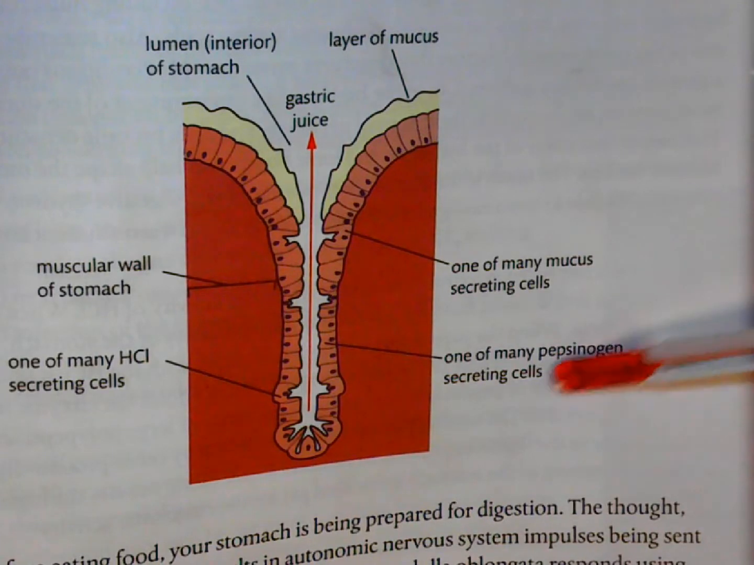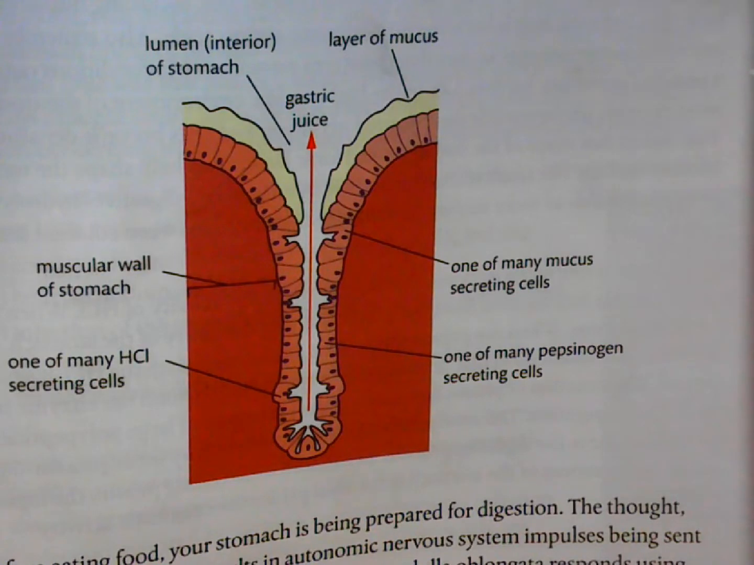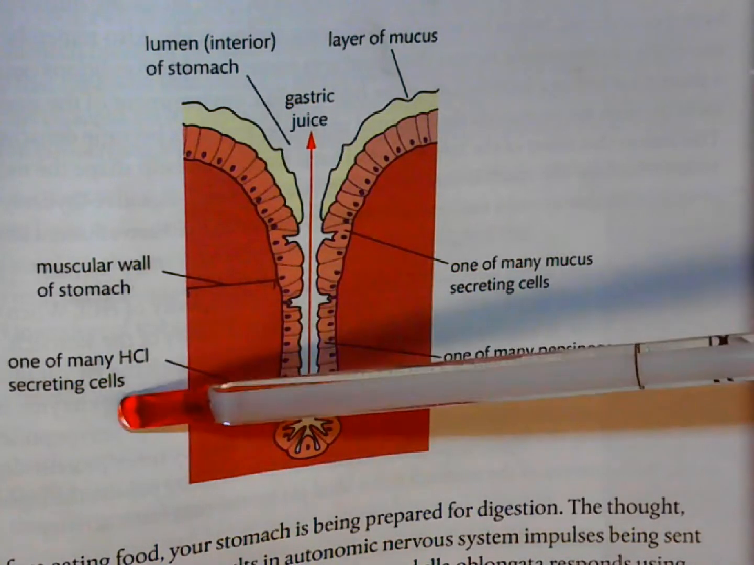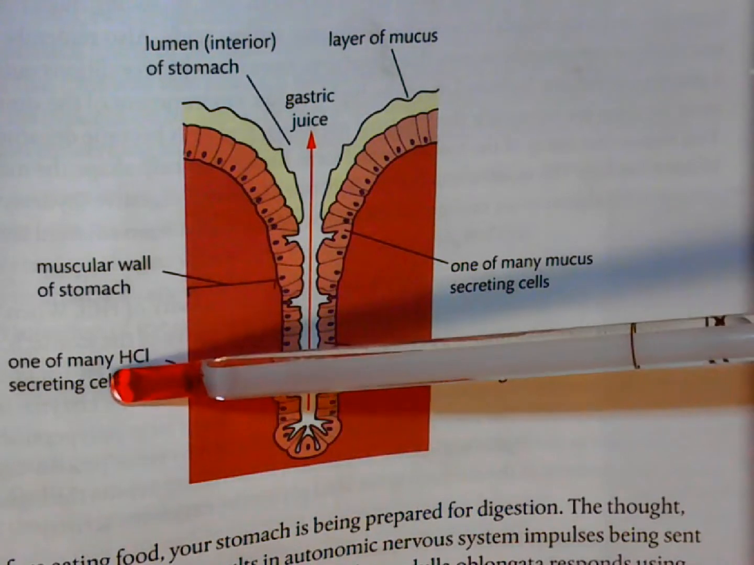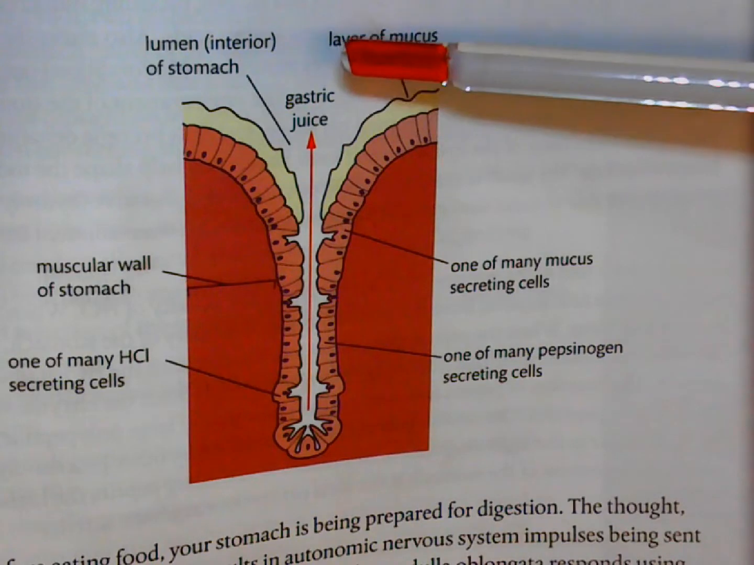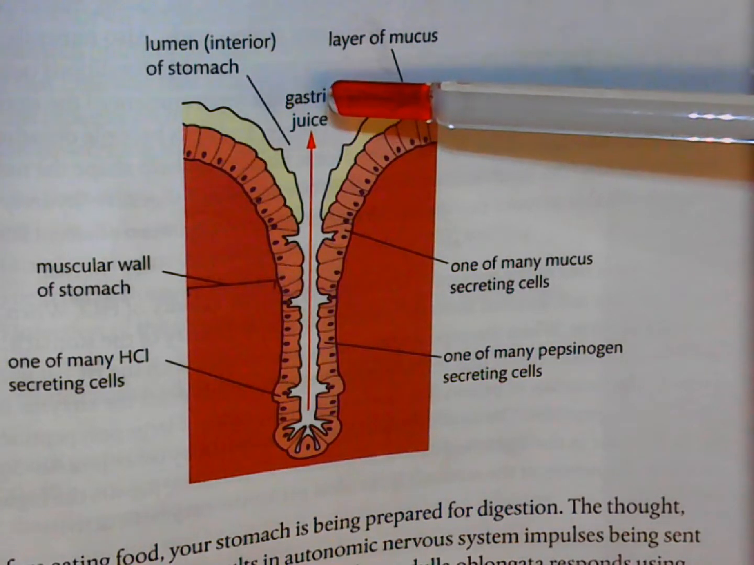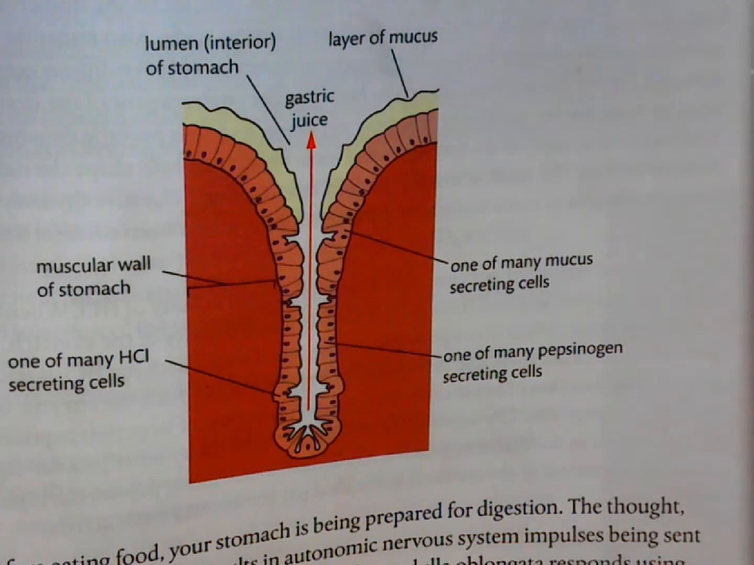So pepsinogen, if secreted, would not interact with proteins. It needs to come in contact with hydrochloric acid, which is secreted by a different cell, in order for it to be available to break down, to start to hydrolyze proteins in the stomach.